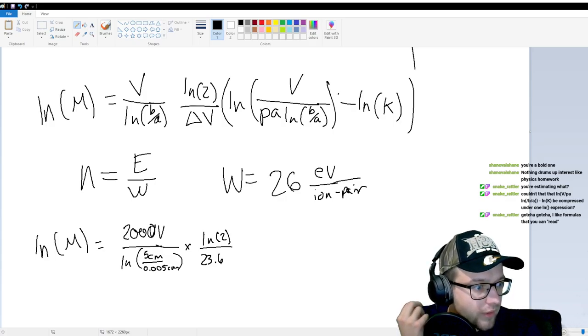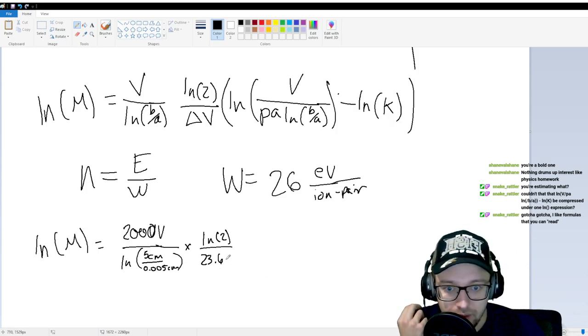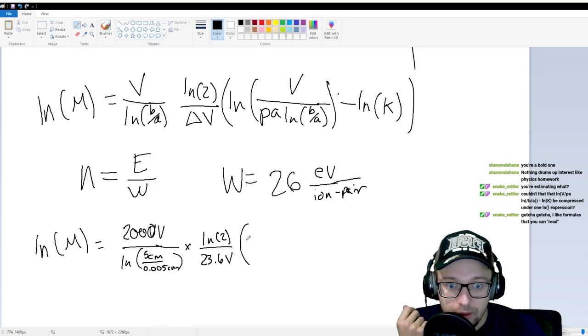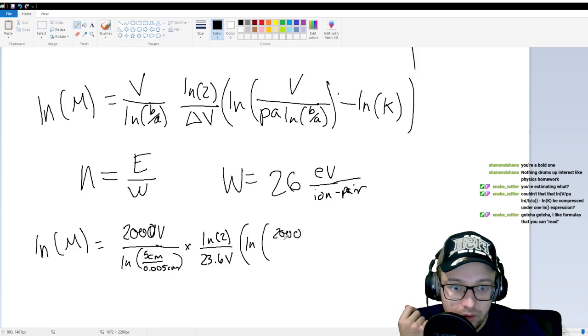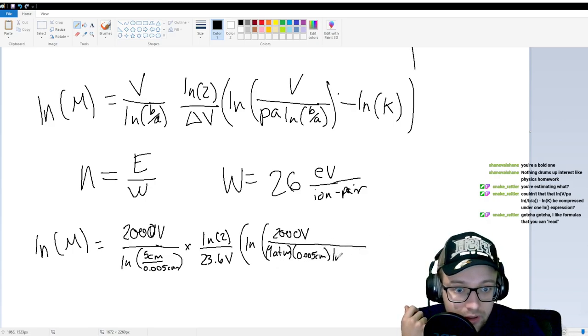I don't think it's volts. I think it's something else. No, it is volts. Okay, that makes sense because the voltages should cancel out there. And then you have the natural log of, again, 2,000 volts over 1 atmosphere times a, which is again 0.005 centimeters, and all of that times the natural log again of 5 centimeters over 0.005 centimeters.